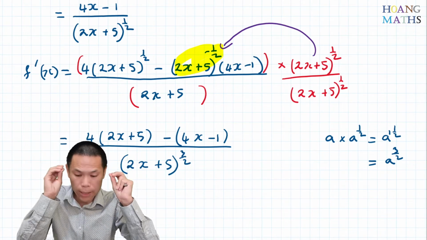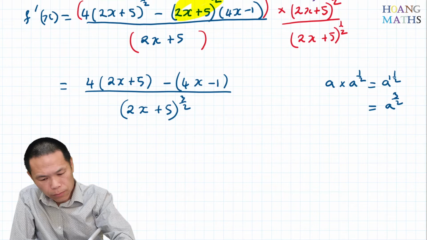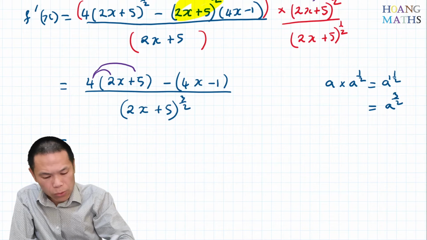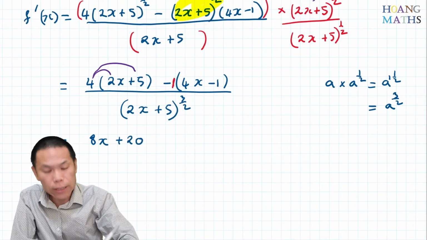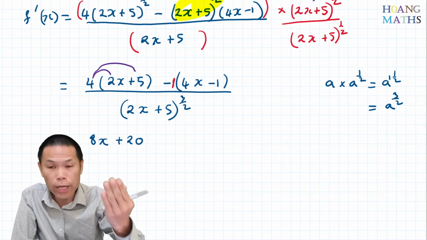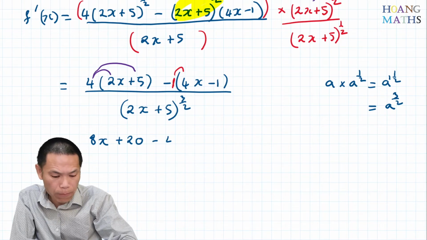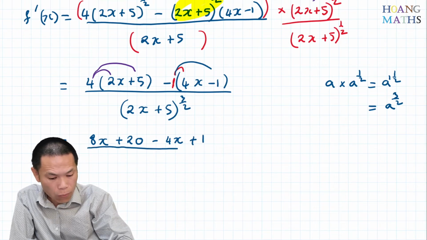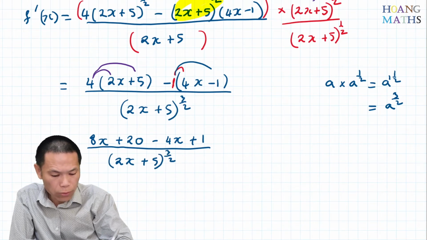So there you go. So now I need to expand the brackets and simplify a bit further. So now we just go 4 times 2 and 4 times 5, okay? So 4 times 2x is 8x, and 4 times 5 is 20. And we have negative 1 in front, okay? Don't forget, no number in front means 1. So negative 1 times 4 is negative 4, so the answer is minus 4x. And negative 1 times negative 1 is plus 1. Over 2x plus 5 power of 3 over 2.